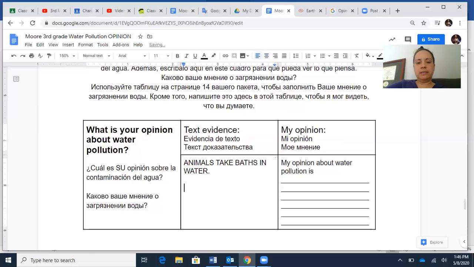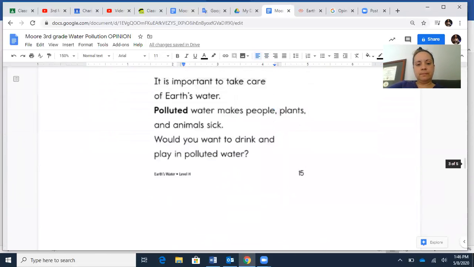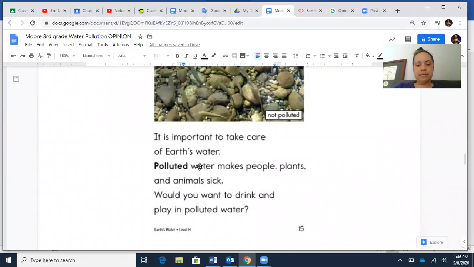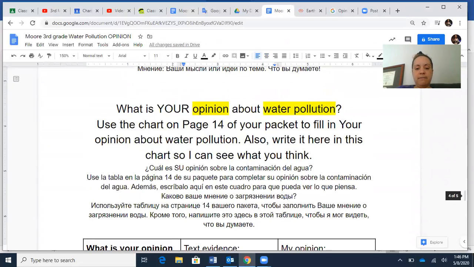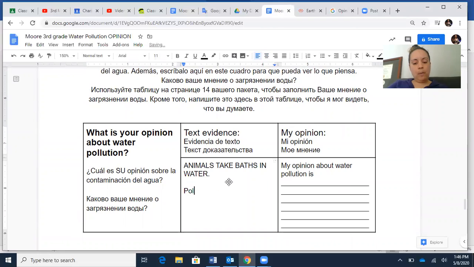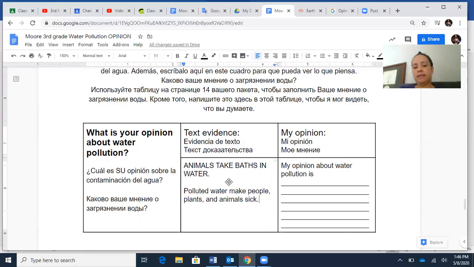Let's see what else is important. Let's go back up. All right. Polluted water makes people, plants, and animals sick. That's really important. If the water is polluted, then people, plants, and animals get sick. So I'm going to write that in my text evidence. Polluted water makes people, plants, and animals sick. Now, I have two things from my text that I think are very important.